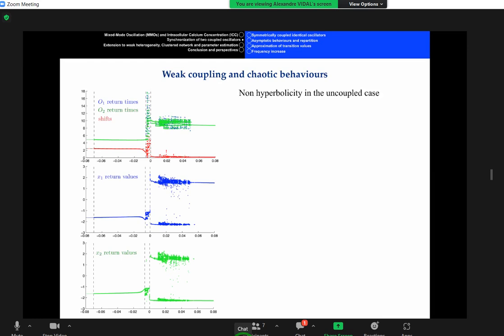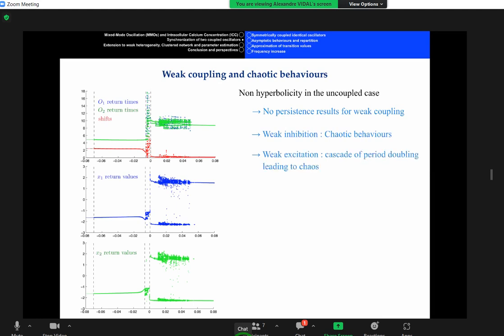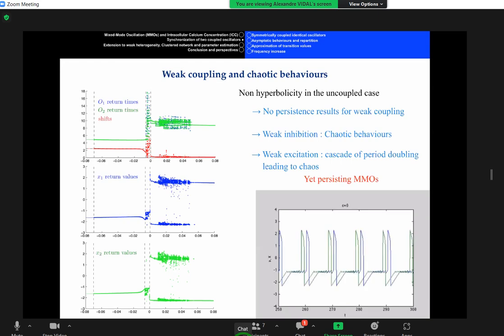In fact, it means that we have non-hyperbolicity, what I called singularity at the beginning of my speech. This is the non-hyperbolicity in the uncoupled case that gives us such kind of theoretic phenomenon. So we don't have any persistence results for the weak coupling. The weak inhibition gives us chaotic behaviors. The weak excitation, a cascade of period doubling leading to chaos. But we still have some MMOs, and we keep this quiescent space in the ICC.